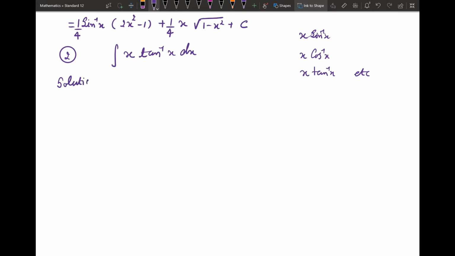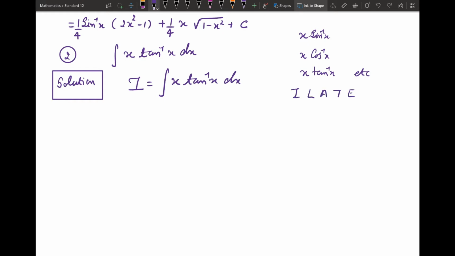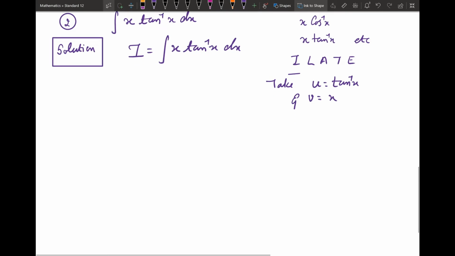Solution. We denote first by integration I, x into tan inverse x dx. In this order, I, L, A, T, E, inverse is first. So take u equal to tan inverse x and v equal to x, and integrating by parts.